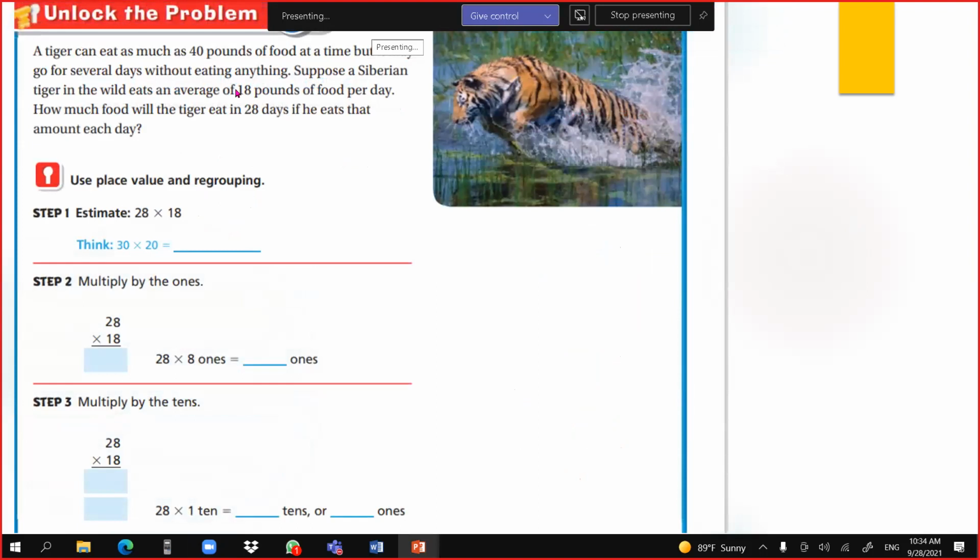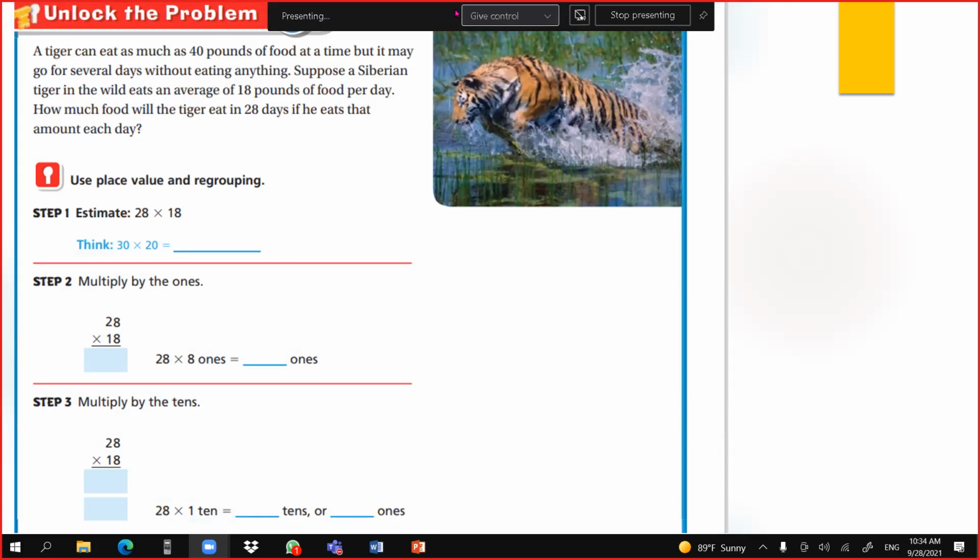Now, a tiger can eat as much as 40 pounds of food at a time, but it may go for several days without eating anything. Can you imagine? They told us that the tiger can eat 40 pounds of food at one time, but it could have several days without eating anything. Now, suppose that a Siberian tiger in the wild eats an average of 18 pounds of food per day. How much food will the tiger eat in 28 days if he eats that amount each day?